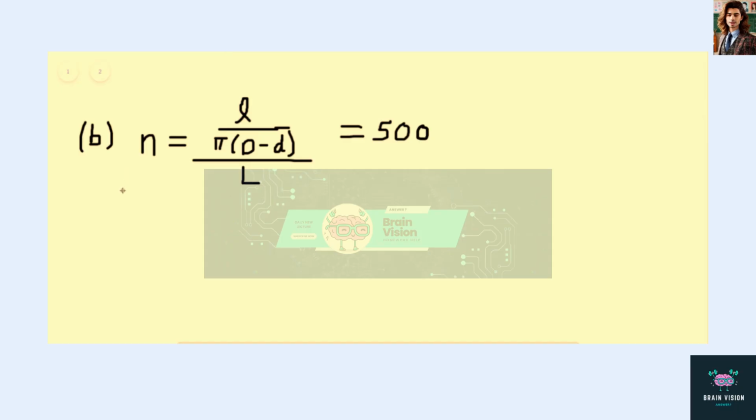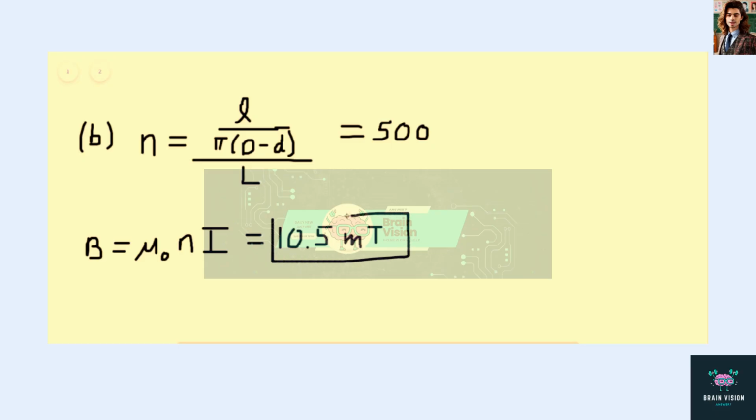Now, if we go back to calculate the magnetic field, B is simply mu naught times n times the current I. Mu naught is the magnetic permeability of free space. It's 4 pi times 10 to the minus 7 newtons per ampere squared. Plugging those in, we find that this is equal to 10.5 times 10 to the minus 3 Tesla, or 10.5 millitesla. And we can box that in as our solution for part B.